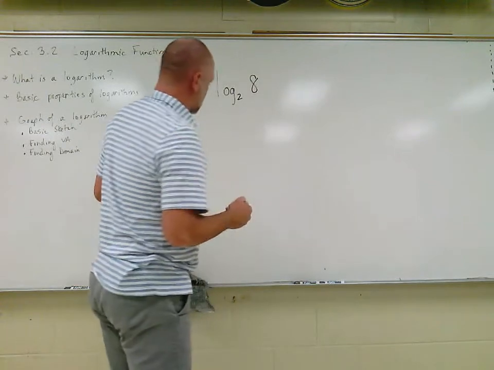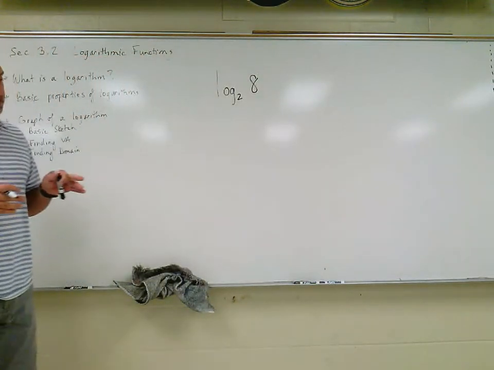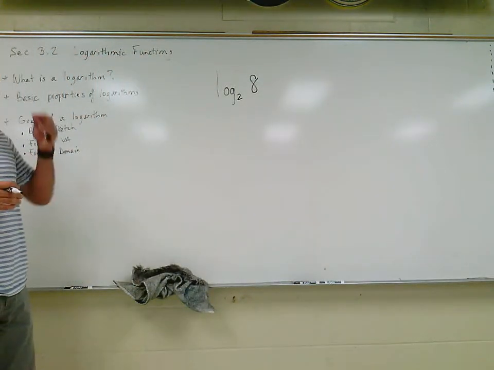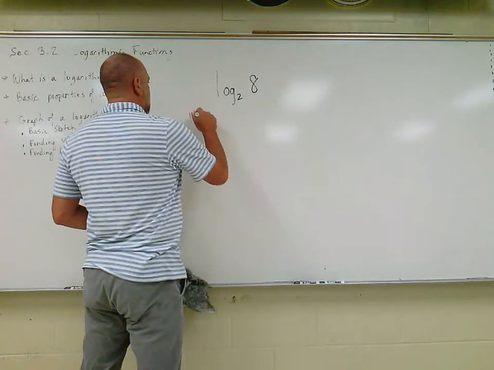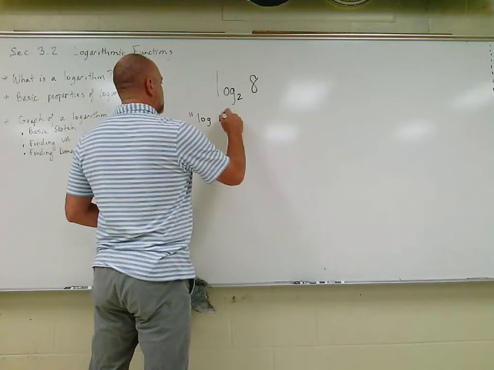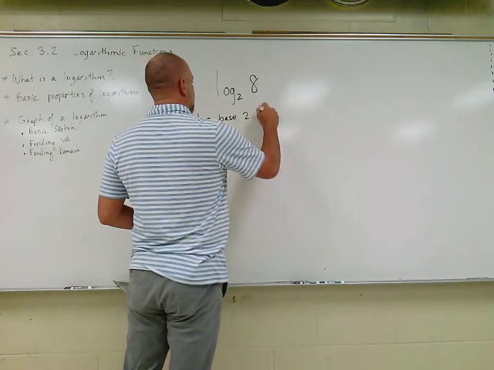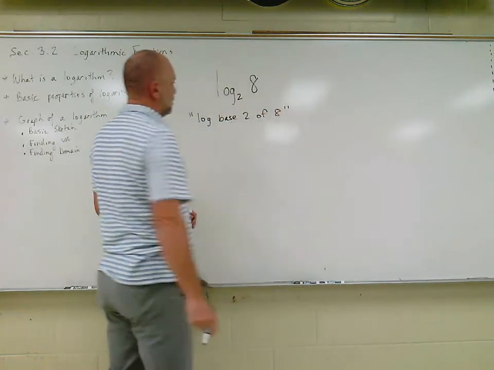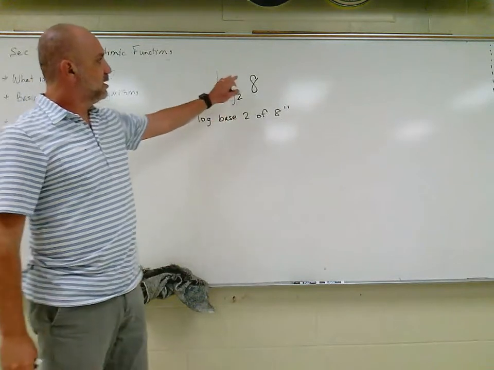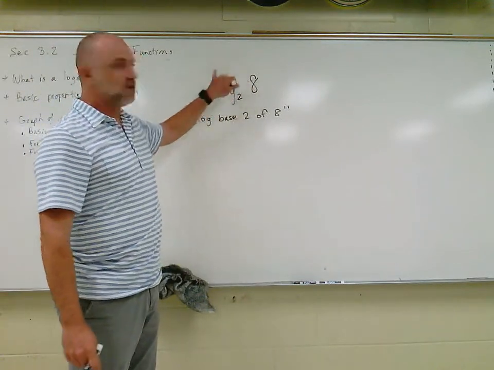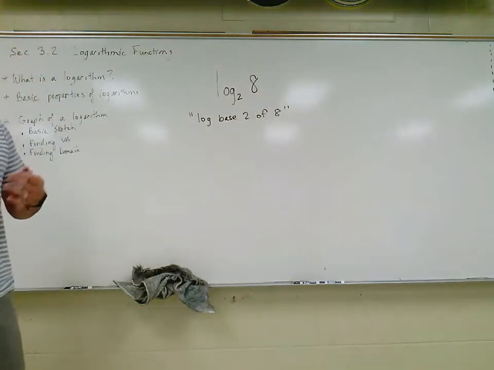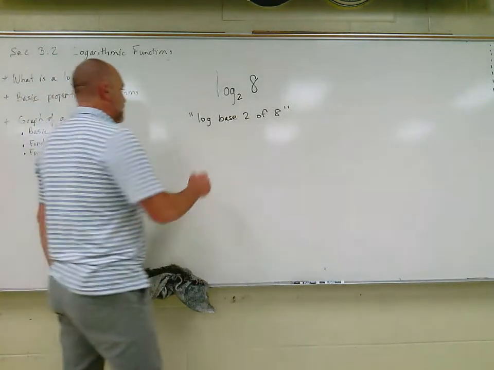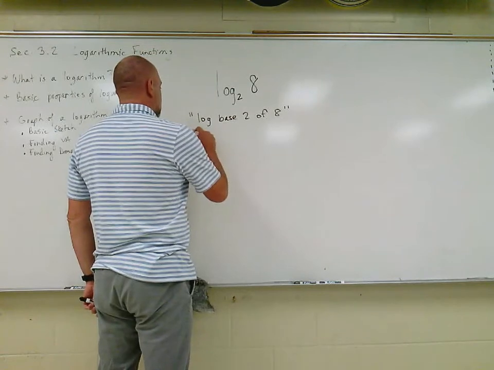First of all, how it's read, and then secondly, what question is it asking? We read logs like this: log base 2 of 8. That's how it's read. The little number is the base, and the number beside the log is technically inside of the log. So it's log base 2 of 8.